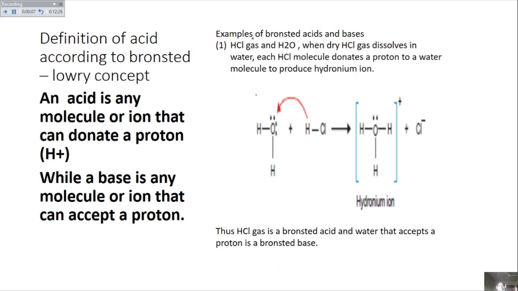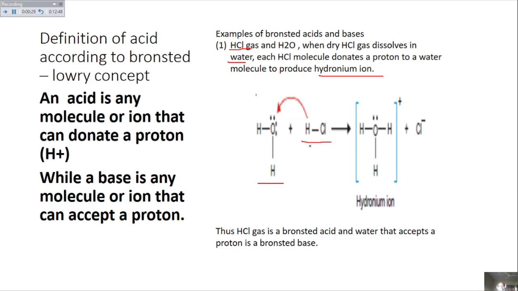Now, examples of Brønsted acid and base. Let's see hydrogen chloride gas and H2O. When dry hydrogen chloride gas dissolves in water, what happens? Each HCl molecule donates a proton to a water molecule to produce what we call hydronium ion. And this is a very good example here.